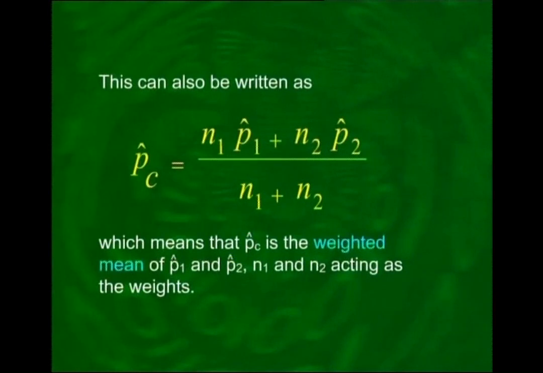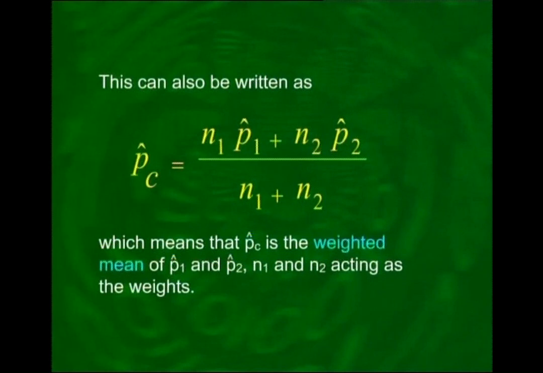Now, what is the formula? As I mentioned, it is the total number of successes in the two samples divided by the total number of observations in the two samples. As you now see on the screen, this formula can also be written as n1 p1 hat plus n2 p2 hat divided by n1 plus n2. And if we write the formula in this manner, then we realize that PC hat is the weighted mean of P1 hat and P2 hat.